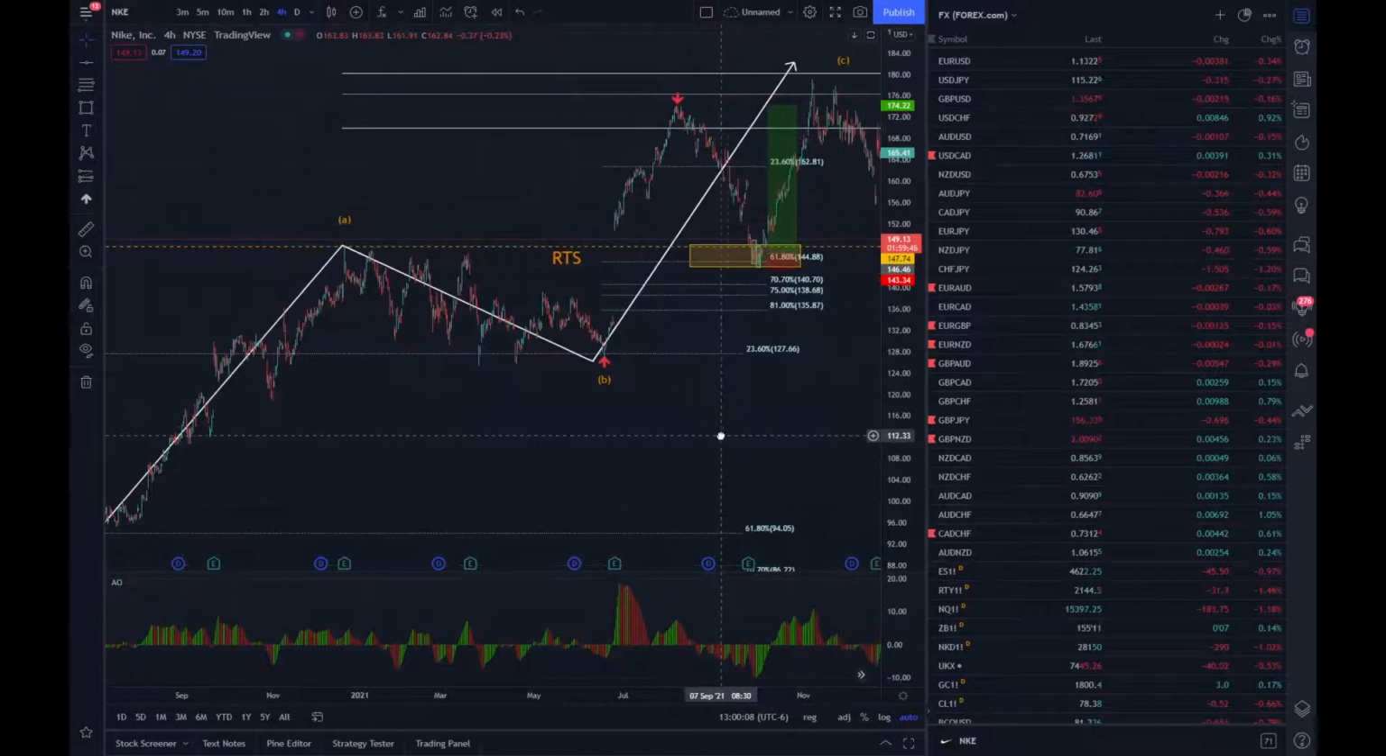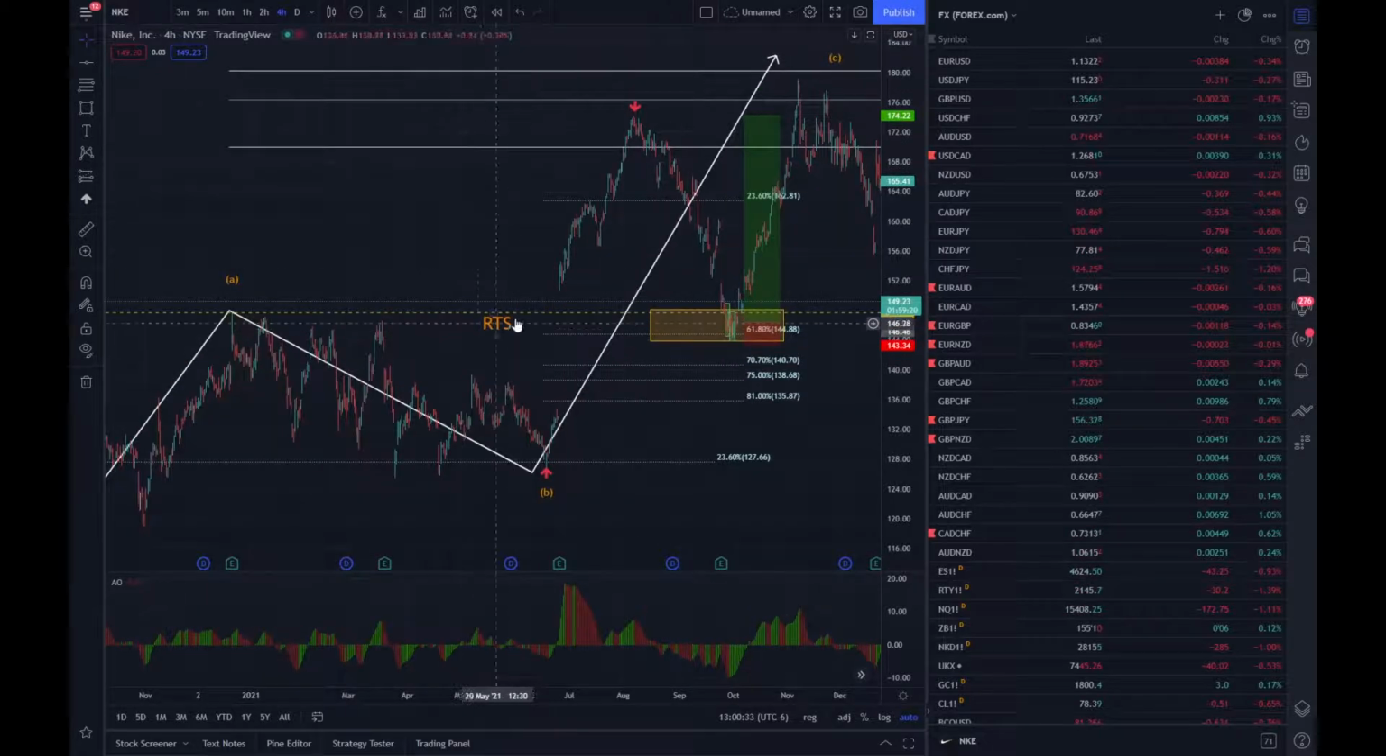But in essence, this is exactly how the RTS works. It's a level that you could, on Nike here, as soon as this high was hit and rejected and the market moved lower, say in the early part of January, you could have set this alert, gone about your life, traded other markets, traded other stocks or securities, what have you, and you didn't have to worry about this until September. This is a period of 9 months.